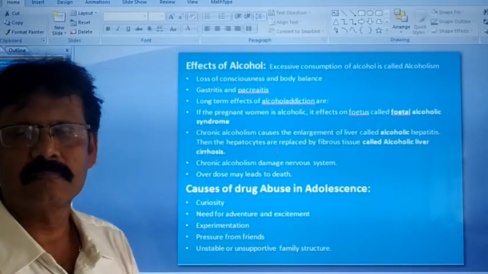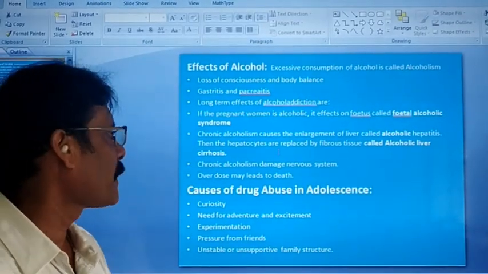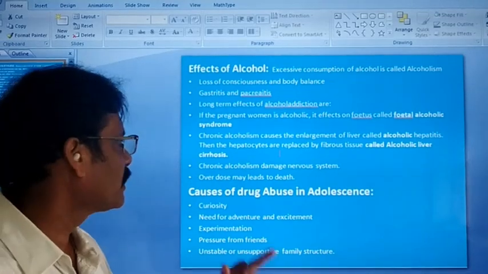Chronic alcoholism damages the nervous system. Overdose may lead to death.